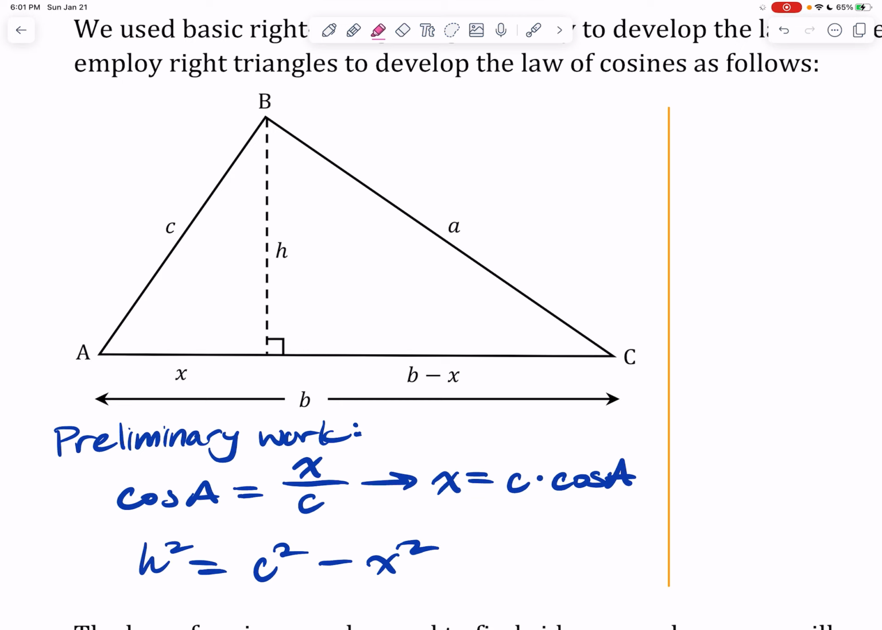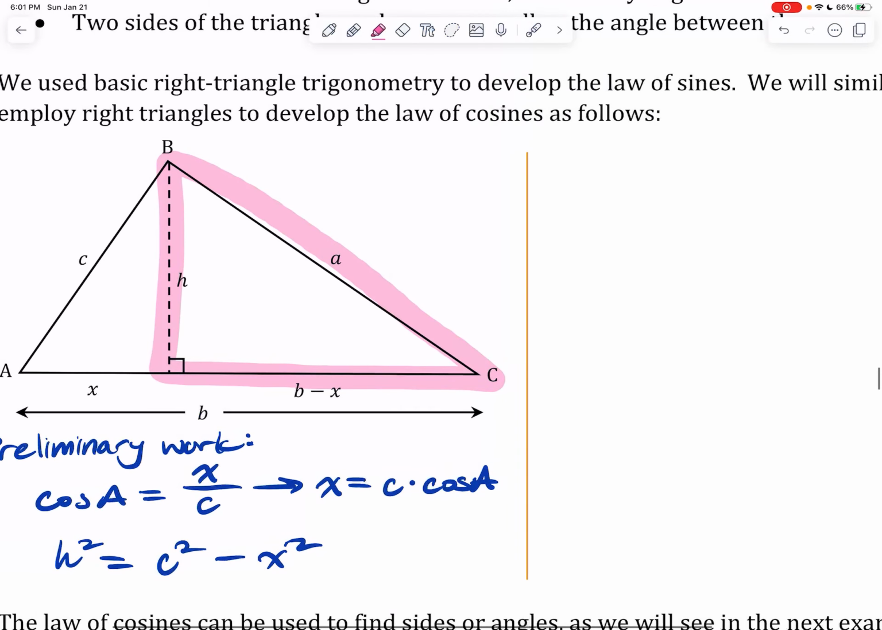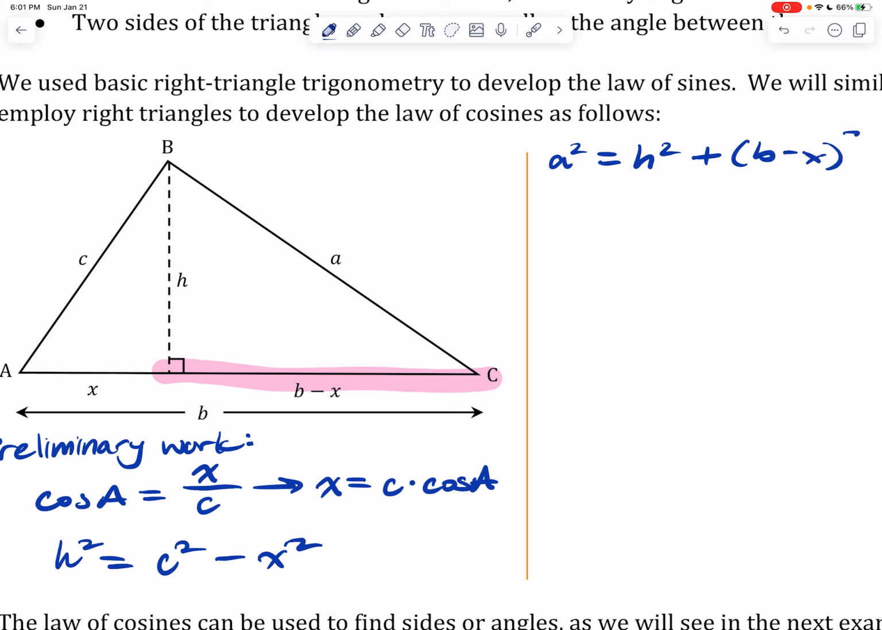The rest of the work comes from looking at the other right triangle here and starting with the Pythagorean theorem for that particular triangle. A squared is equal to the sum of the squares of the perpendicular sides. So it's the square of this side, which is h, and it's the square of this side. Both of those come together. So we've got to add in the square of that b minus x.